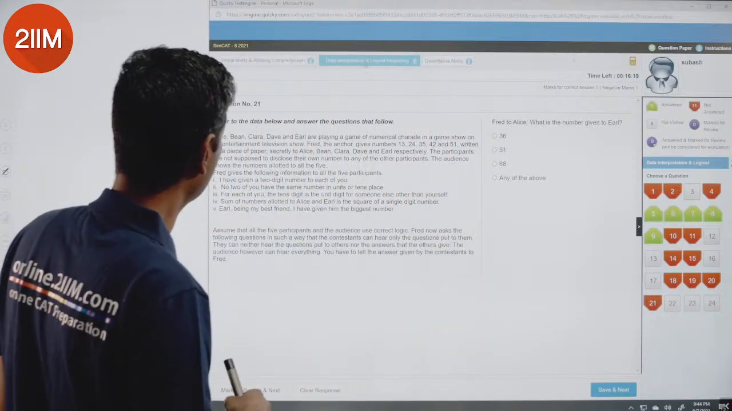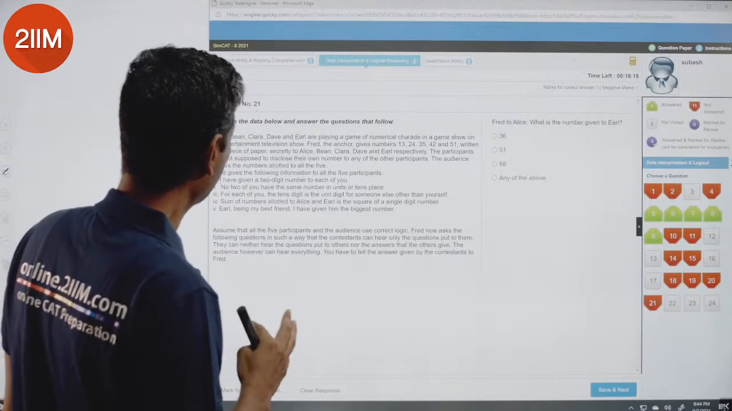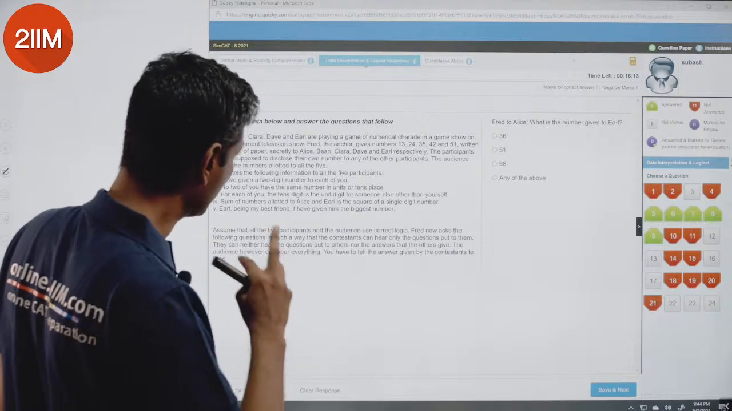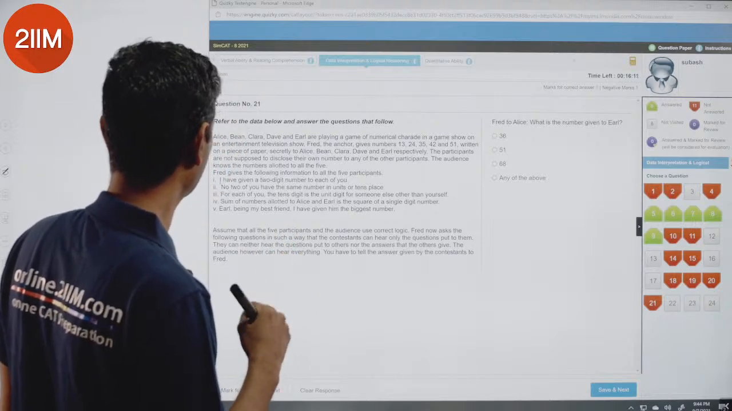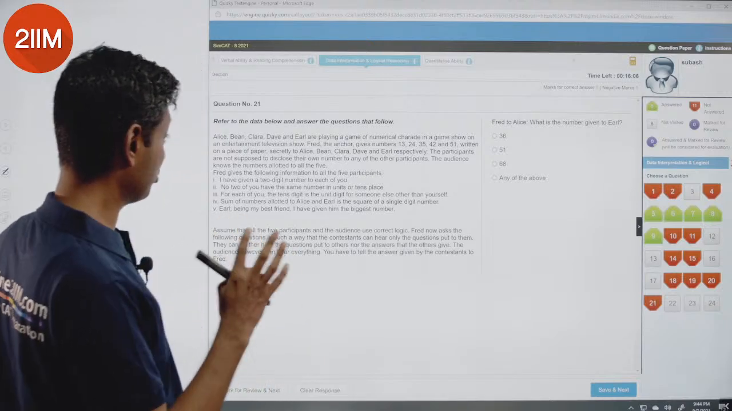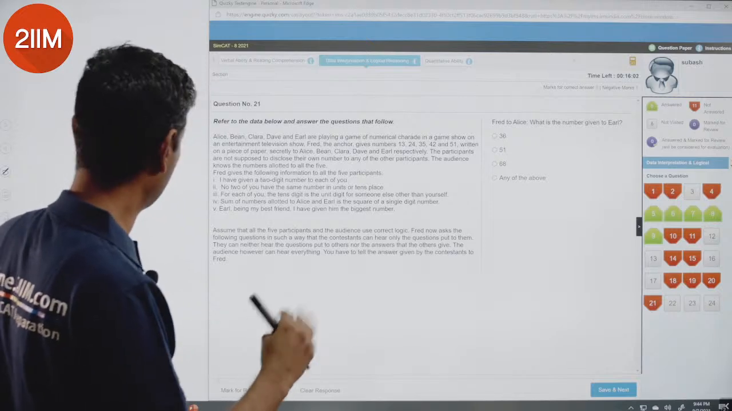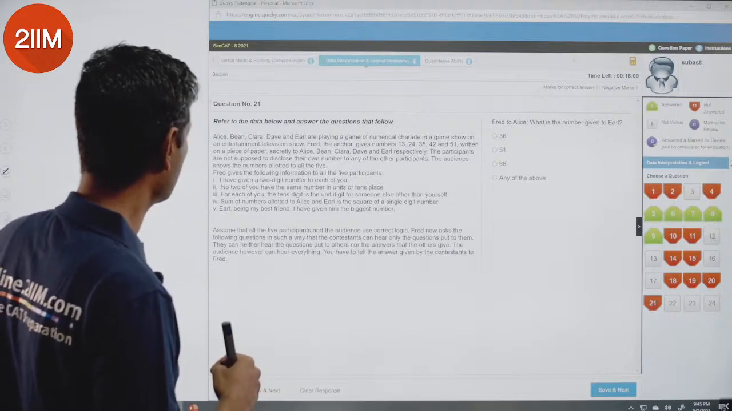A, B, C, D, and E are playing a game of numerical charade in a game show on an entertainment television show. Fred the anchor gives numbers 13, 24, 35, 42, and 51 written on a piece of paper secretly to A, B, C, D, and E. Participants are not supposed to disclose their own number to any of the other participants. The audience knows the numbers allotted to all the 5. Fred gives the following information to all the 5 participants.